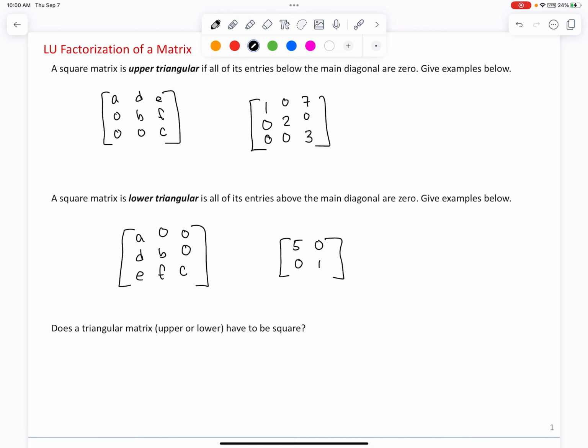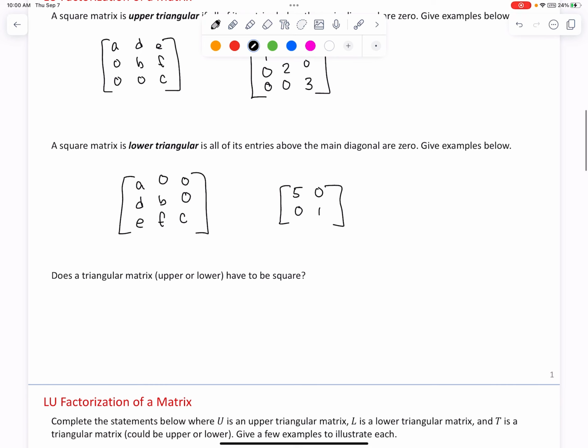Now the question that is on the table is, does a triangular matrix have to be square? Well, a lot of definitions in textbooks and by mathematicians insist that to be called an upper triangular or lower triangular or just a triangular matrix, it must be a square matrix. But we're going to use the words upper and lower triangular a little bit loosely.